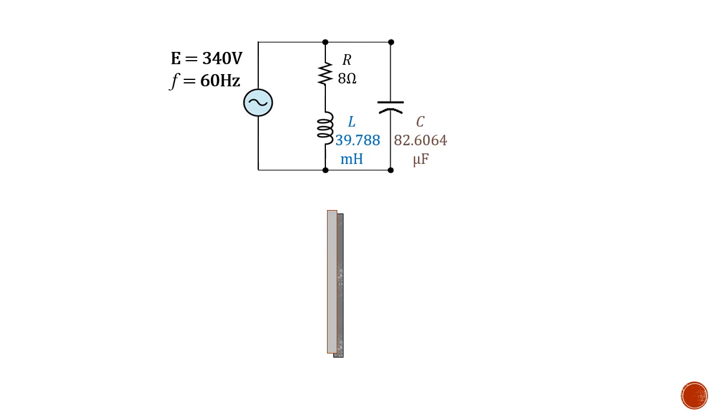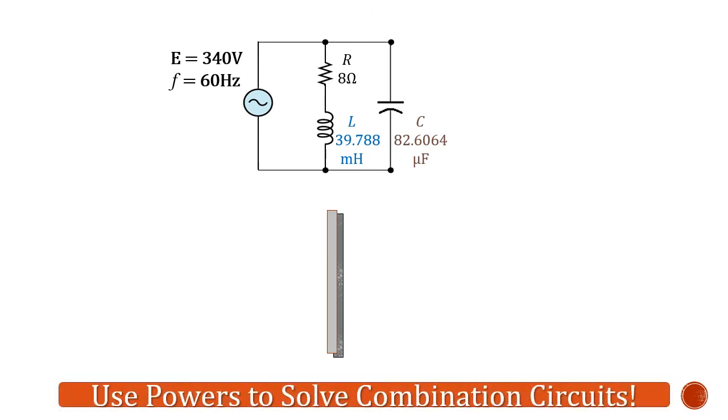Since the RL combo gets the full 340 volts and our capacitor by itself gets the 340 volts, we can examine those as if they were individual circuits. Again, we're going to use powers to solve our total current and our total impedance. So let's isolate our RL combo first.